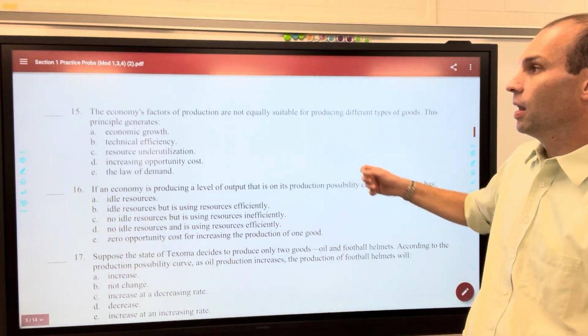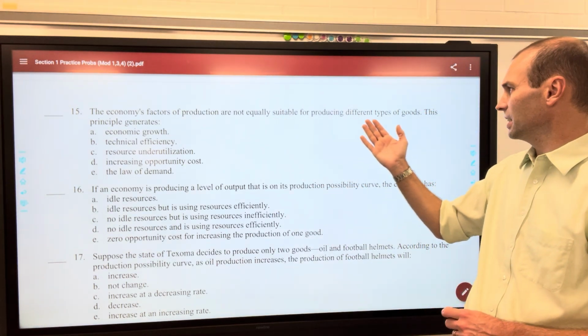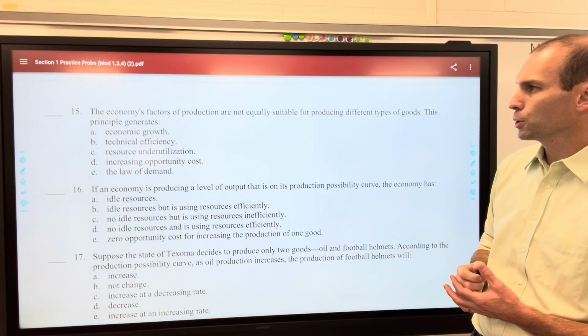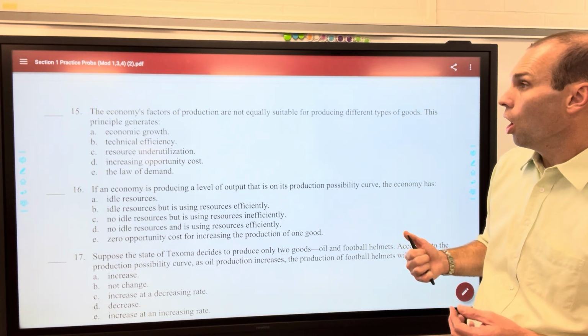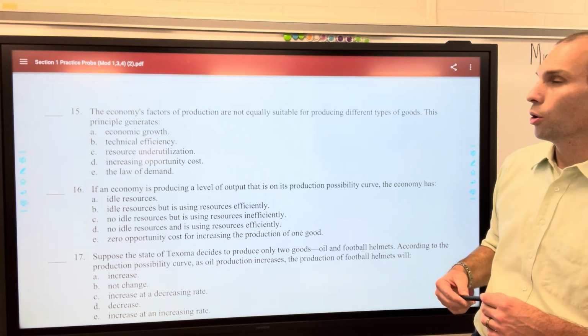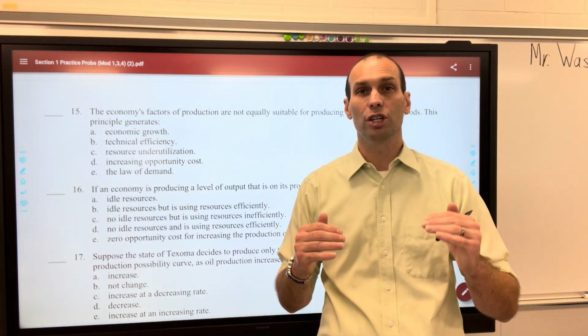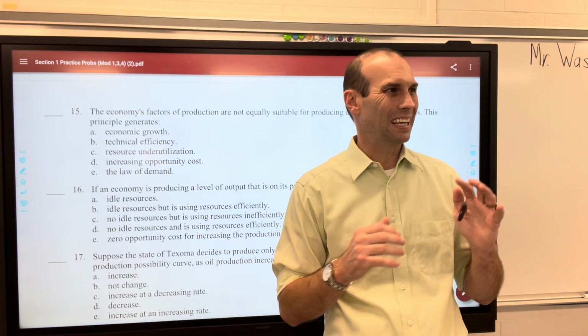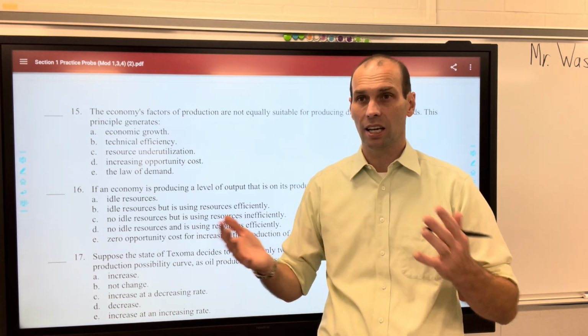All right, 15. The economy's factors of production are not equally suitable for producing different types of goods. This principle generates... Oh, okay, this is a good one. So if our factors of production are not equally good, this is something I kind of got to in some of the classes and wasn't able to. Remember we talked about cakes and cupcakes?